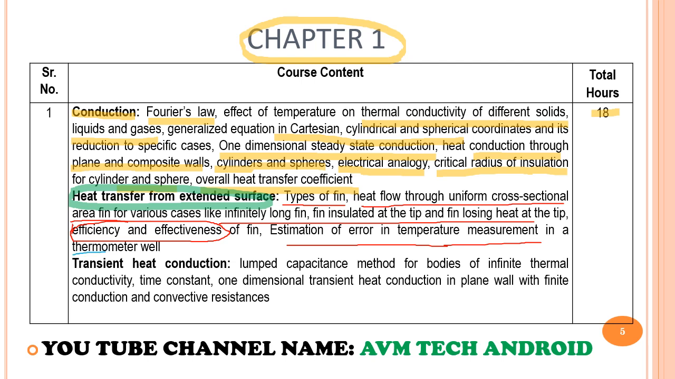After that we have to go for the next part, that is unsteady state heat transfer, in which we have to go for the lumped capacity analysis method. We have to solve the numericals for this case. So in this chapter there is theory plus numerical, and you can see more weightage is given to numericals in this subject. So you have to solve and practice more numericals in this chapter.